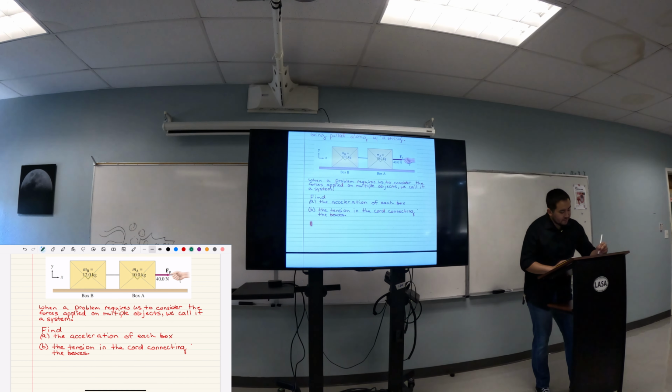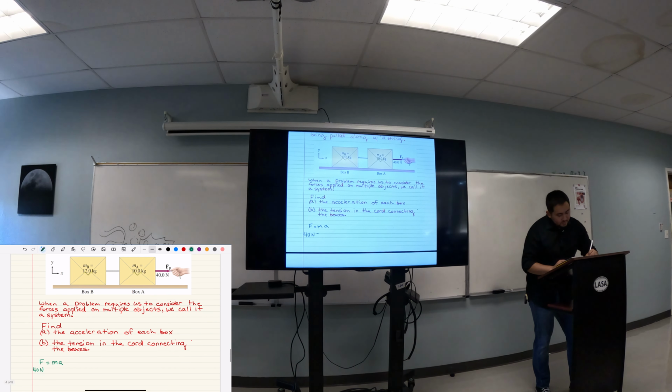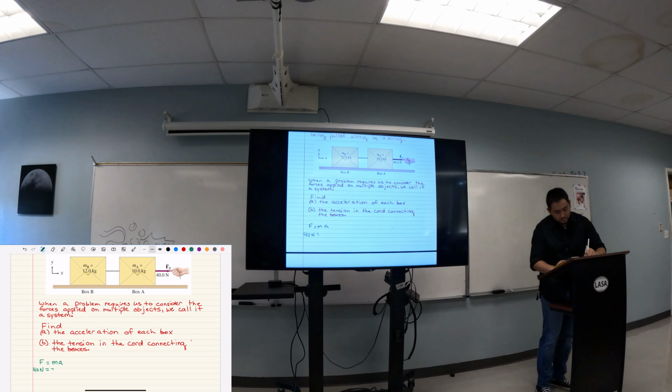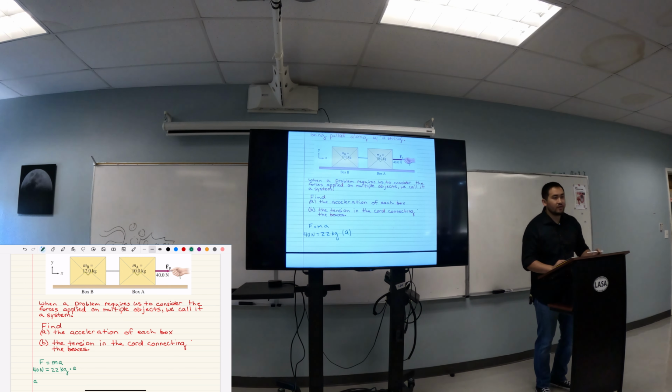It must just be F equals ma. Let me use green here. F equals ma. The net force that's given is 40 newtons, correct? So 40 newtons must be equal to, what's the mass? 22, yes. We're going to take the mass of the whole system. 22 kilograms. And that should give us our acceleration, okay?